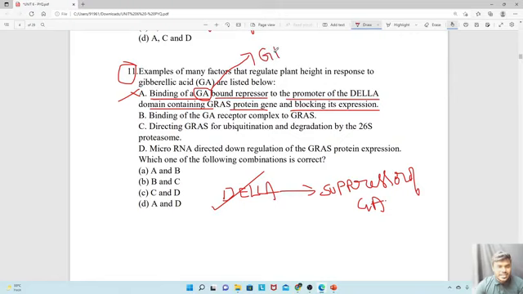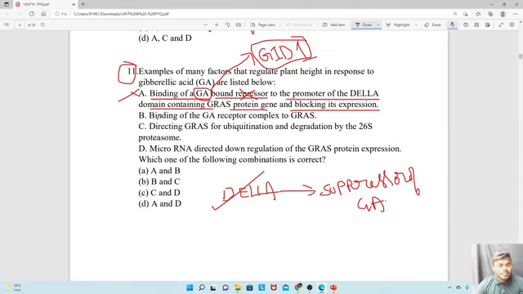This question was asked in 2022 also, right? The 2020 November paper. What was that? GID1. GID1 is the name of the receptor to which gibberellic acid will come and attach. Gibberellic acid never binds to the repressor. Statement A is a completely irrelevant and wrong statement.